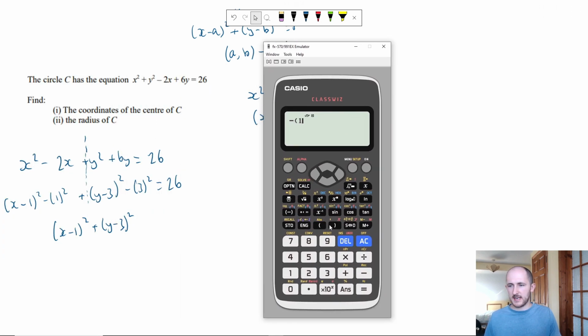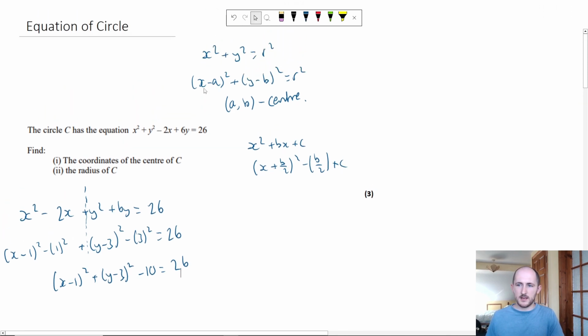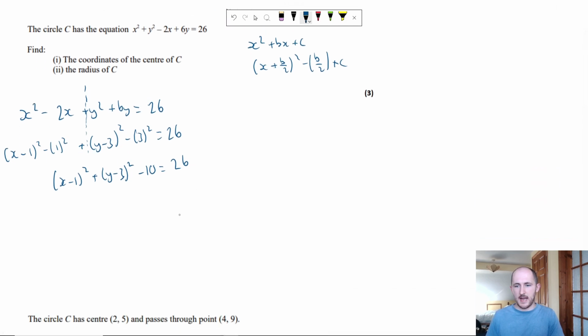So realistically, I probably don't need a calculator for this, but just for the sake of laziness, we have minus 10. Minus 10 equals 26. Now, if you notice in the original formula, there is no constant on the left-hand side of the equation. We need to move that over to the right-hand side. So add 10 to both sides, and we get our final equation for the center. Whoops, not like that. Should be a plus between.